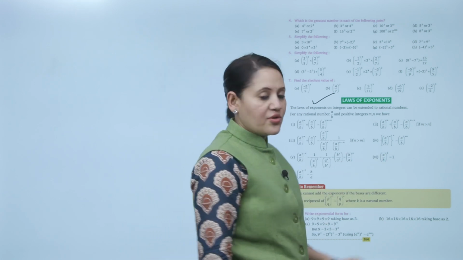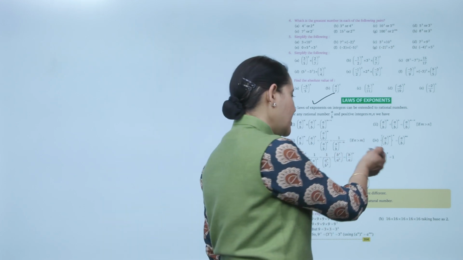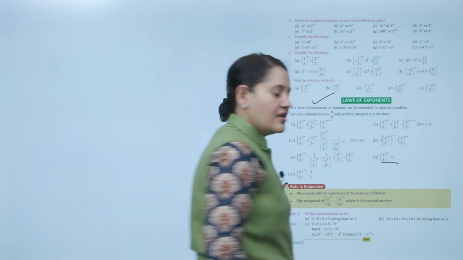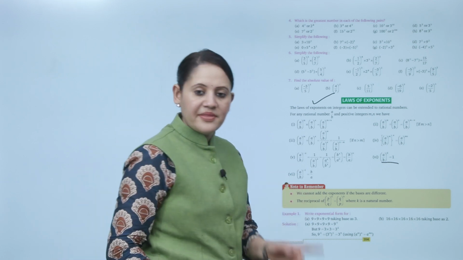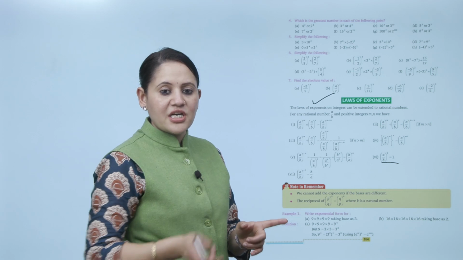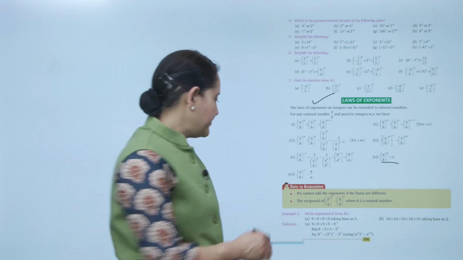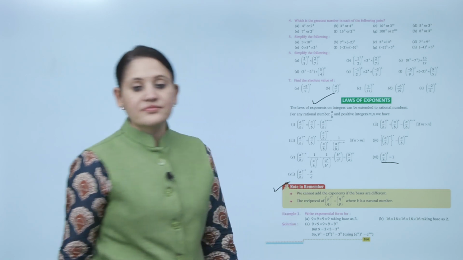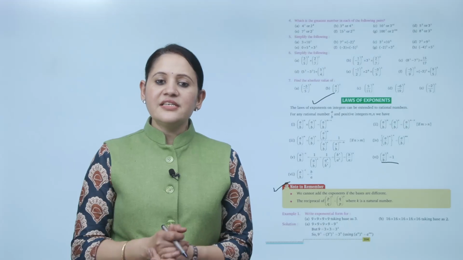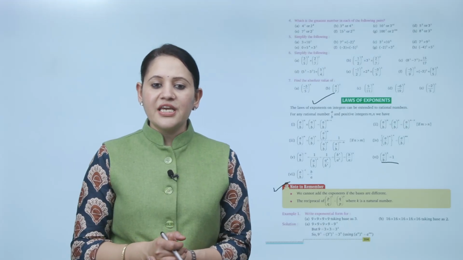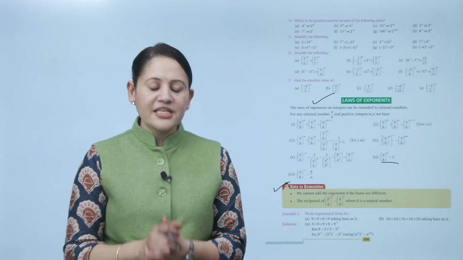(a upon b) to power 0: in any expression, if the power is 0, that means the value is 1. That is very important. Okay? (a upon b) to power minus 1, that means it is a negative power, so it will be reciprocated, b upon a. Clear? Next is note to remember. We cannot add the exponents if the bases are different. The reciprocal of (p upon q) to power k equals (q upon p) to power k, where k is a natural number. Now we'll take an example.